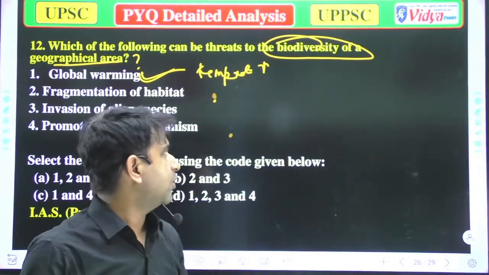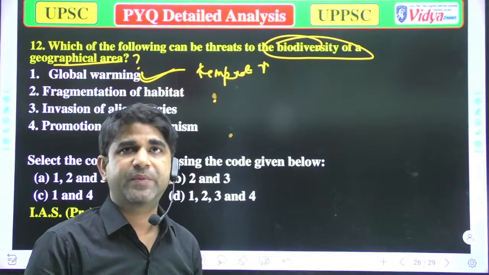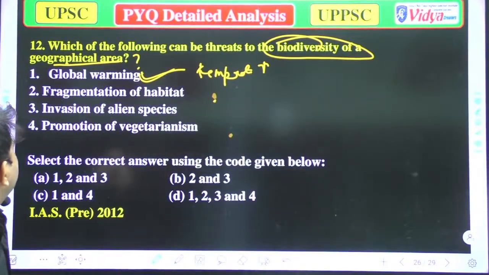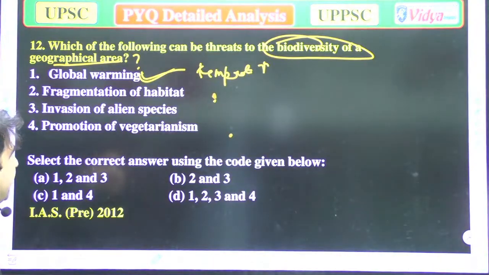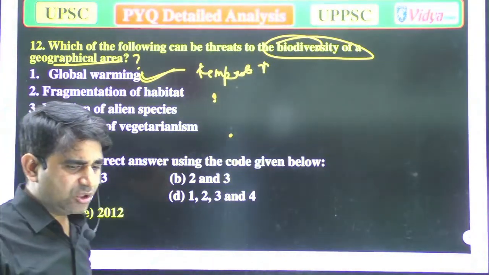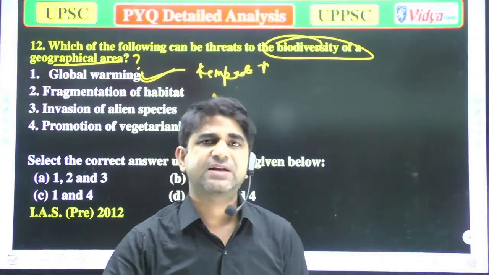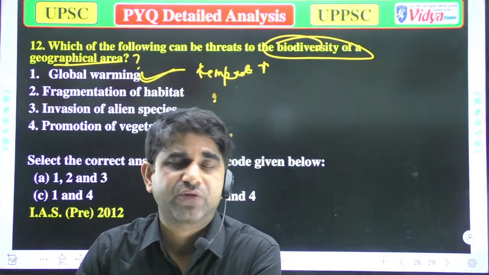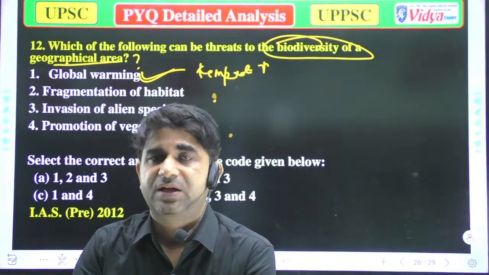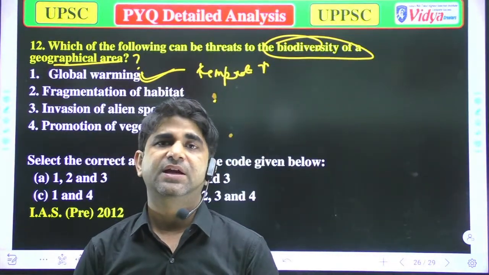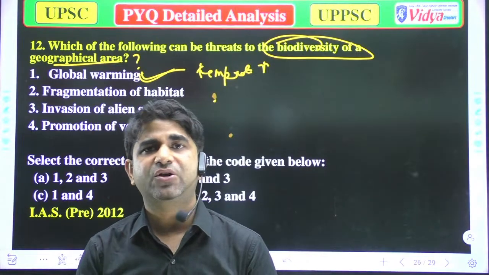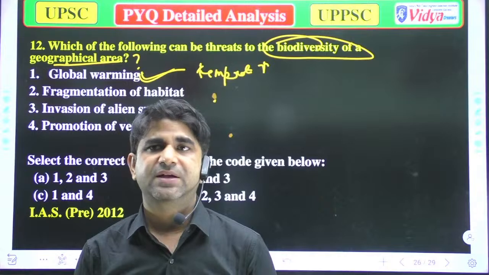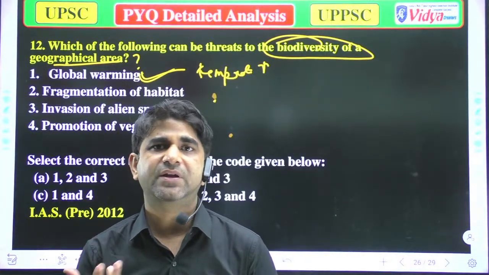So now you can understand properly why global warming is the biggest threat for biodiversity. The second thing is fragmentation of habitats. Fragmentation of habitat is also a very big concern. Why is it a big concern? Because when there is fragmentation of habitat, all the living organisms cannot grow properly, because their natural habitat will be eliminated.